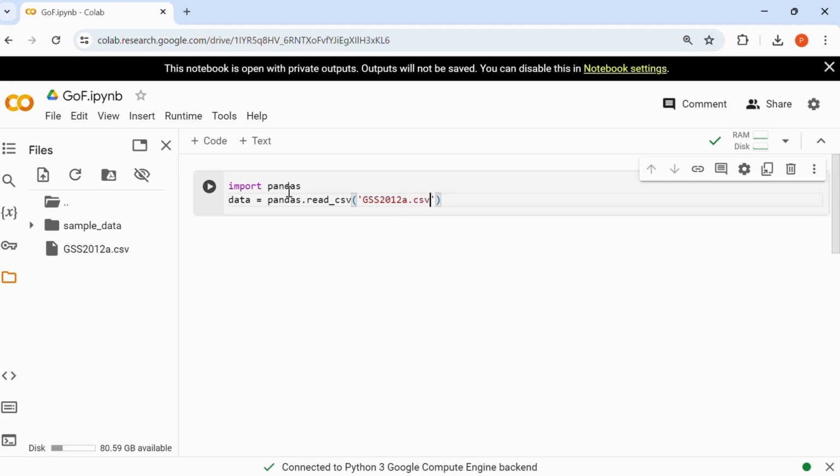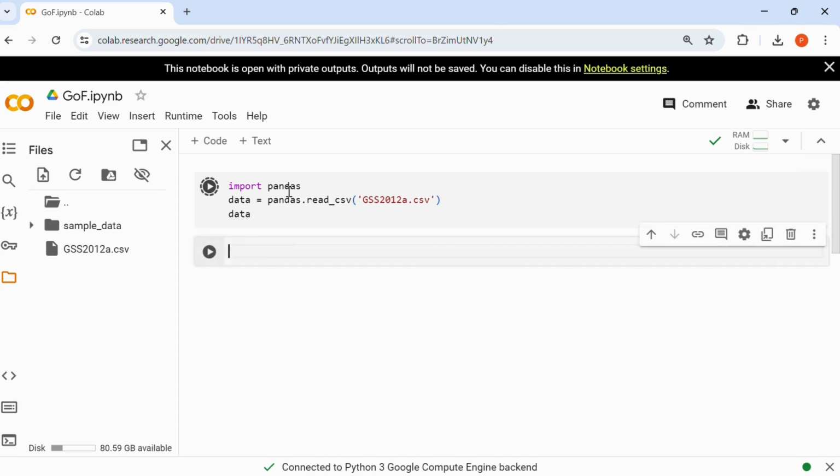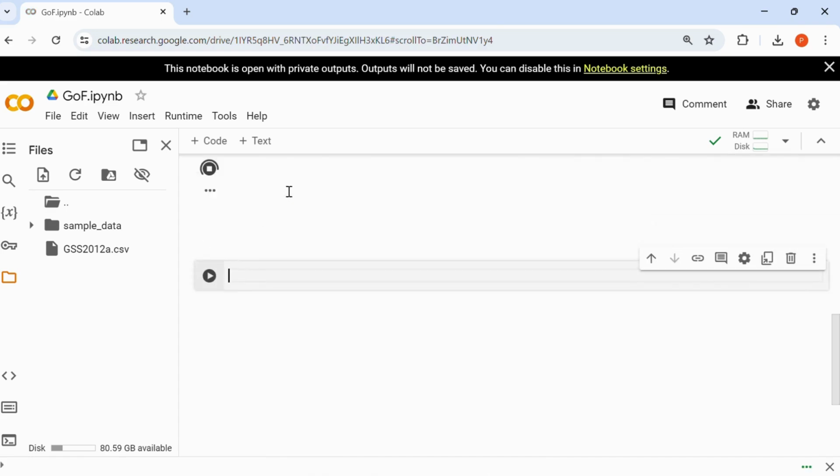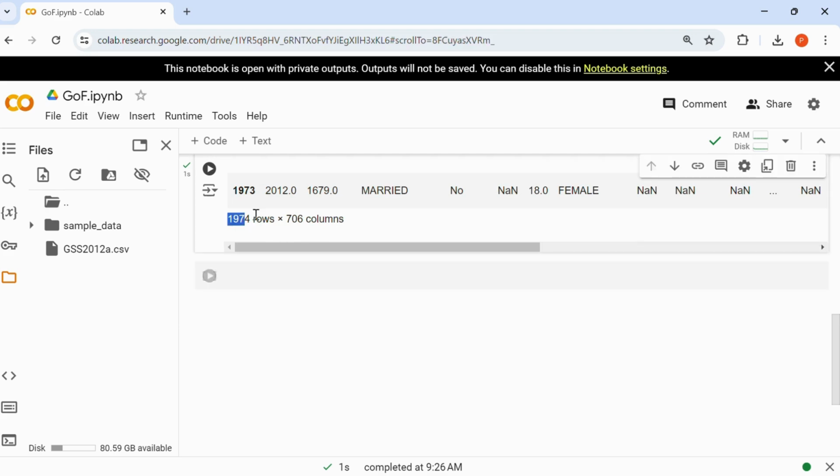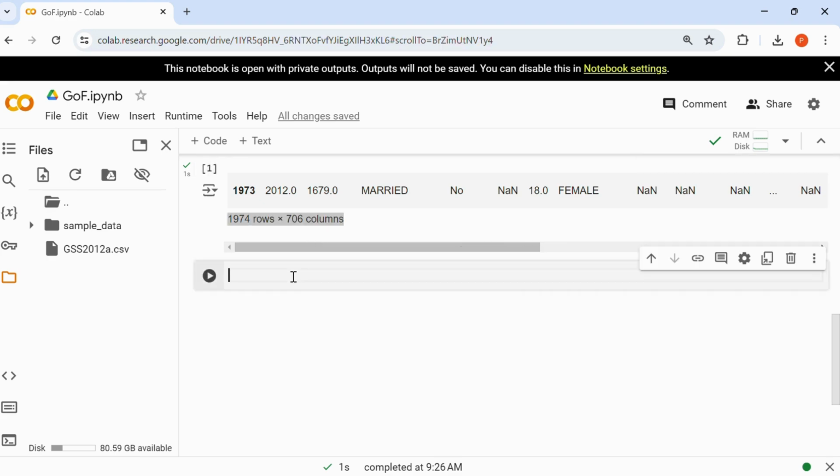The name of this data set is GSS 2012A. It is a common survey data. This one has 194 rows and 706 columns. So I am just taking one column from this which has nominal data. It is the MAR1 column.